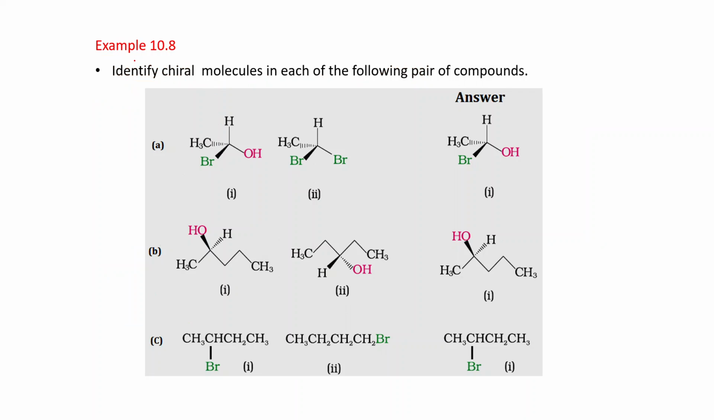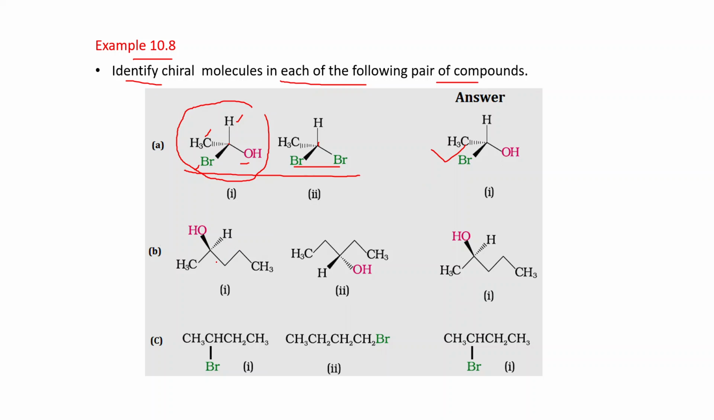See one example, 10.8. Identify chiral molecules in each of the following pairs of compounds. Like this, two compounds are given. Again, what is the identification of a chiral molecule? A carbon containing four different atoms or groups of atoms attached to it. Now this carbon. Okay, now again see this is CH3, Br, OH, all are different. Now in this CH3, these two Br are the same. That's why your answer is this one, the first one.